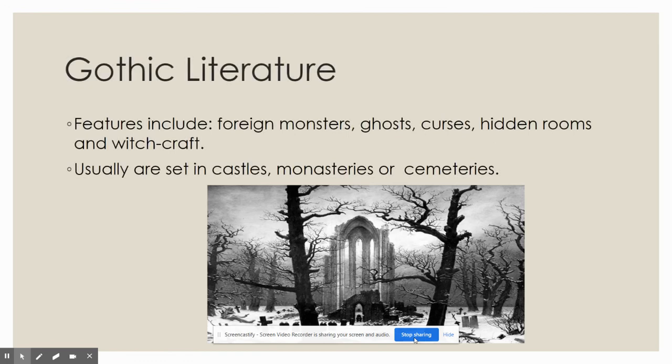Gothic literature often includes monsters, ghosts, the supernatural. Even Sherlock Holmes is a Gothic character because Sherlock has abilities to see minute details and solve crimes that almost seem supernatural. Gothic fiction is usually set in castles or monasteries or cemeteries. The setting kind of mirrors the inner turmoil of the characters. If there's a great storm or a flash of lightning, that might happen at a very important plot point.